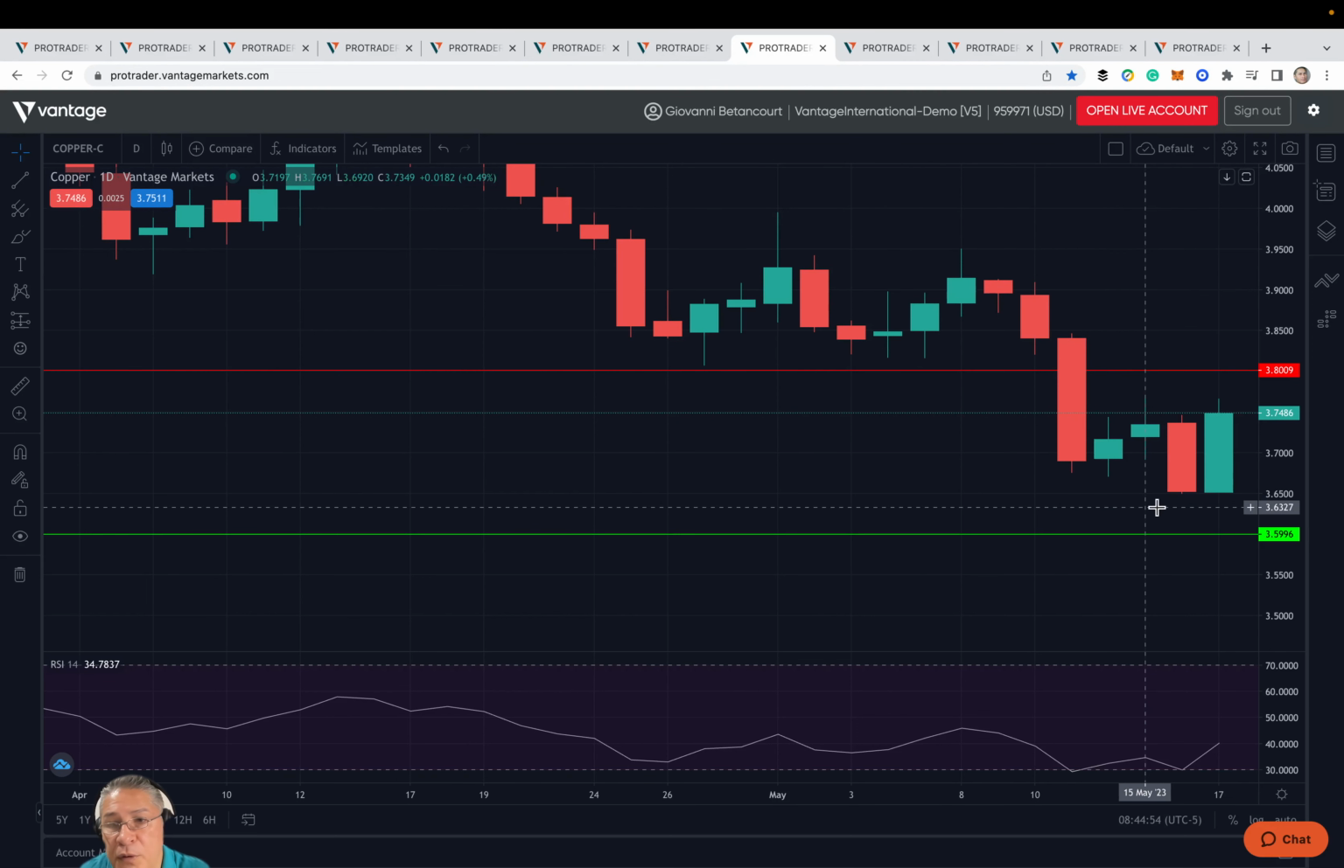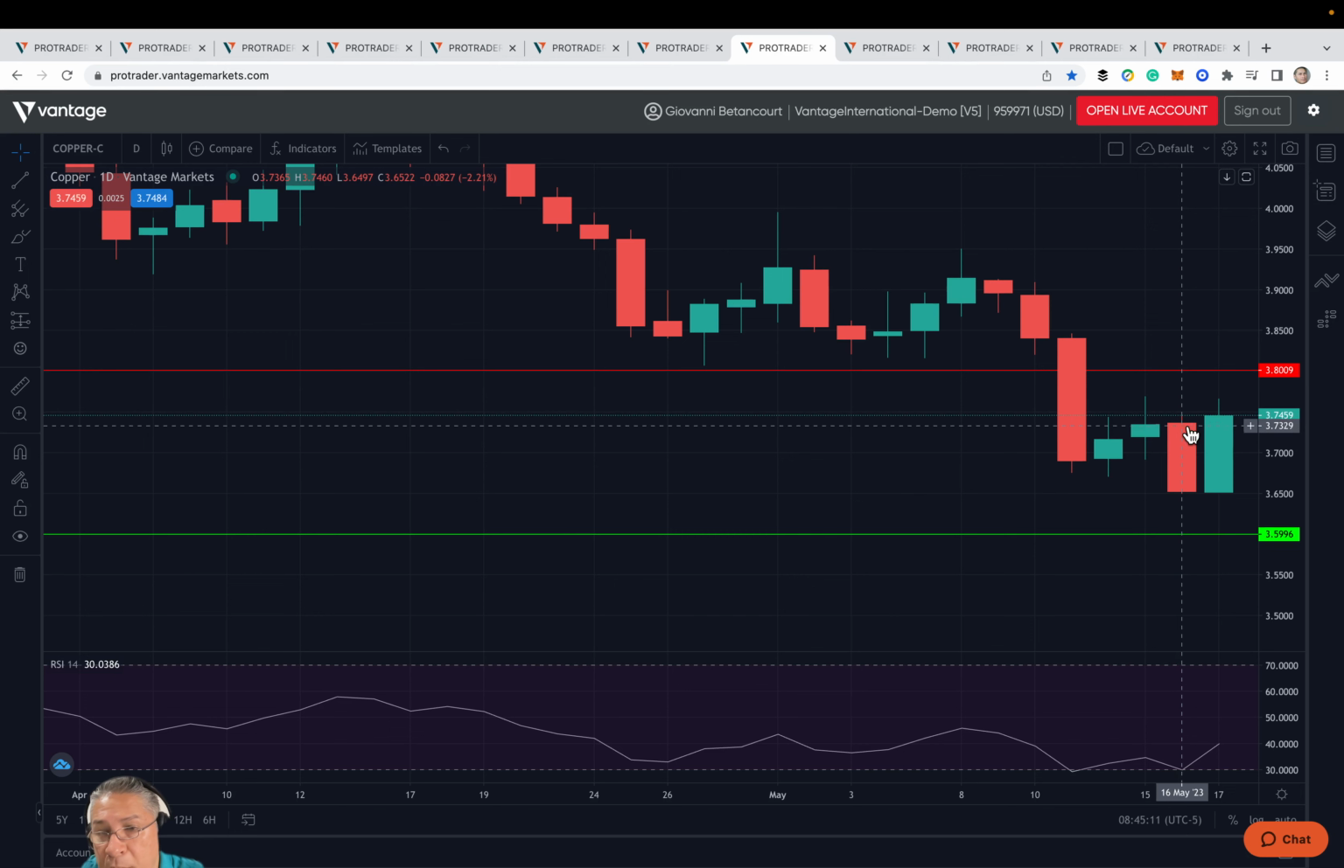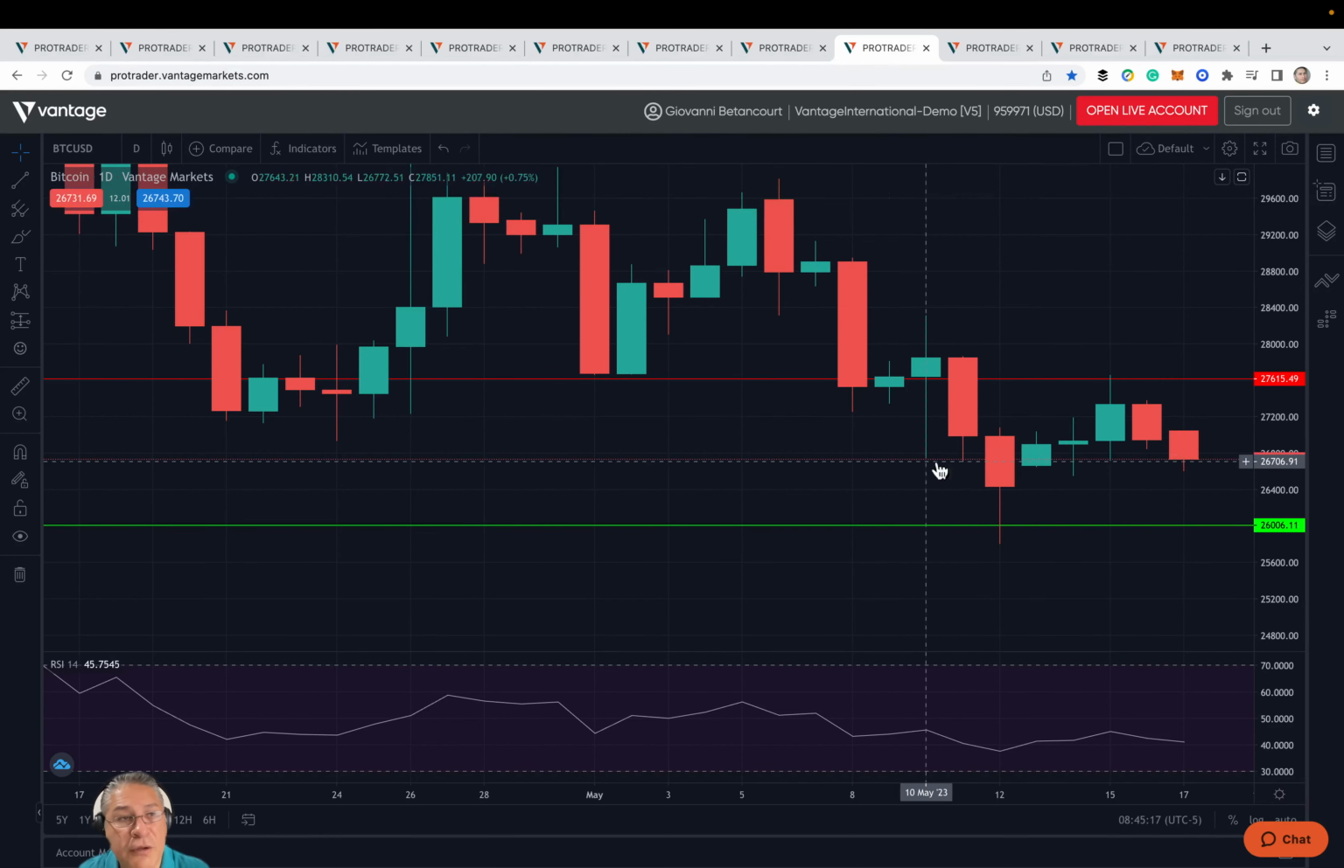Then we have copper, which is nicely trading higher. We actually have traded above yesterday's range. We are retracing, however, now into yesterday's range. So let's see if we'll find some support around yesterday's open, with this candle open, which is around 3.74, and then continue to move to the upside.